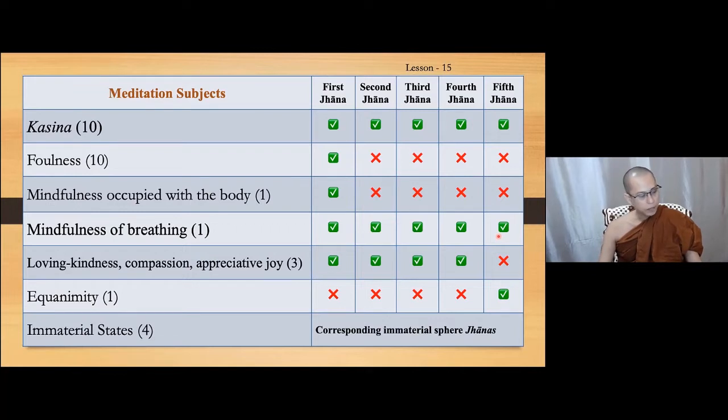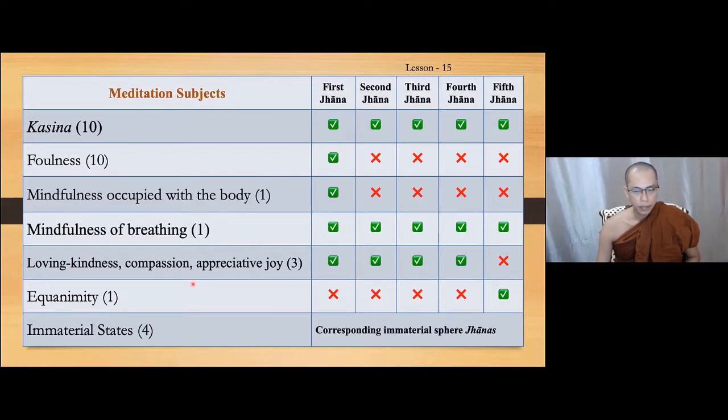And by practicing the foulness meditation, which is called the Asubha Bhavana, any of the Asubha Bhavana, and practicing the mindfulness occupied with the body, Kayagata Sati, one can attain only the first jhana. He cannot continue to the second jhana if he does not change to another meditation subject, because the meditation subject only supports the first jhana.